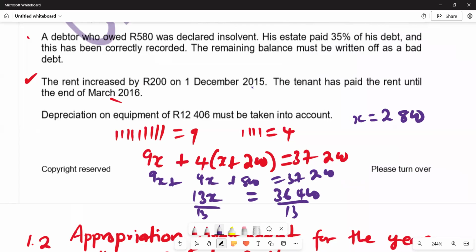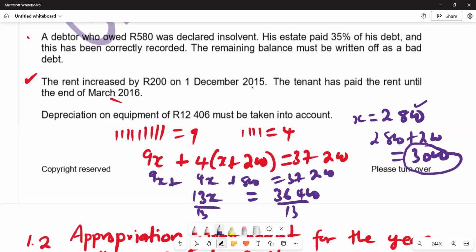But then, for March, the rate had increased by 200. Remember, it increased on 1 December 2015. So for March, it had only increased by 200. So the monthly rate after it increases becomes 2,800 plus 200. This is the monthly rate before it increased. So after it increases, 2,800 plus 200, and you are going to get your 3,000. So it means we have got 3,000 monthly. So it's going to apply also for March because it's after it increased.